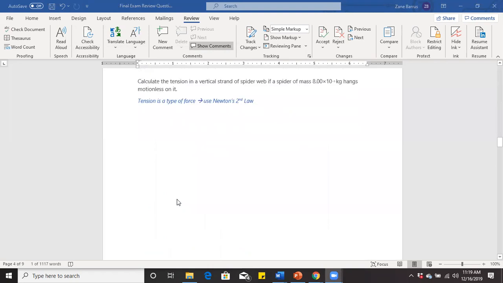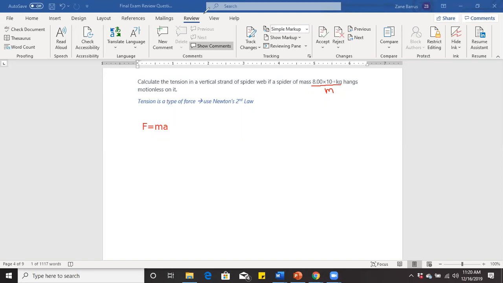Calculate the tension in a vertical strand of spider web if a spider of mass 8.00 times 10 to the minus 5 kilograms hangs motionless on it. So remember that tension is a type of force. So we can use Newton's second law just like we use in any other force problem. Remember that force is equal to mass times acceleration. You'll notice in this problem they gave us the mass of the spider. So that's our M. But you'll notice there's no acceleration given. So what's up? Can you solve this problem?